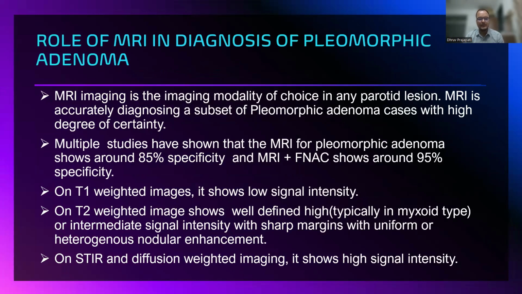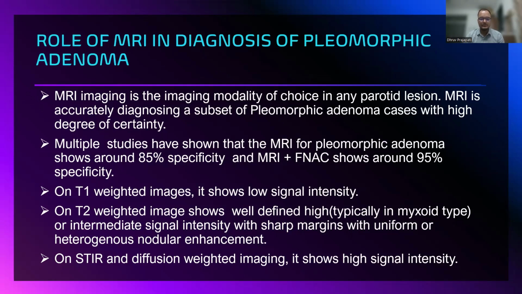Role of MRI in diagnosis of pleomorphic adenoma. MRI is the imaging modality of choice in any parotid lesion. MRI accurately diagnoses a subset of pleomorphic adenoma cases with a high degree of certainty. Multiple studies have shown that MRI for pleomorphic adenoma shows around 85% specificity, and MRI plus FNAC shows around 95% specificity. On T1 weighted images, the lesion shows low signal intensity.